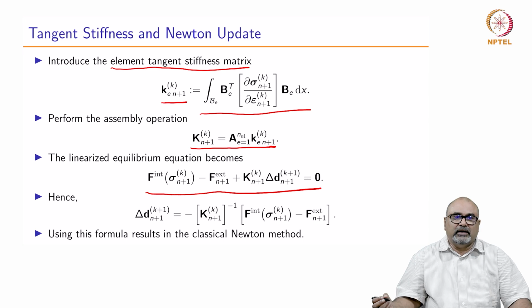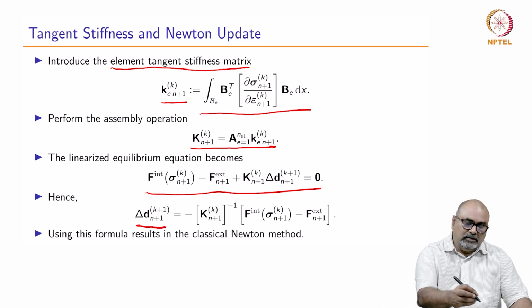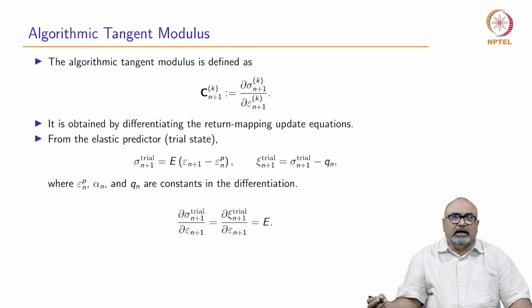So, from this we can calculate the value of the incremental displacements Δd_{n+1}^{k+1}, and this is called the classical Newton's method. The algorithmic tangent modulus is defined as C_{n+1}^k, which is nothing but ∂σ_{n+1}^k/∂ε_{n+1}^k. It is obtained by differentiating the return mapping update equations.